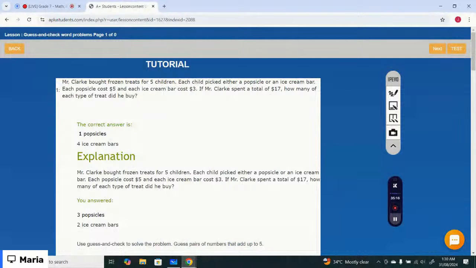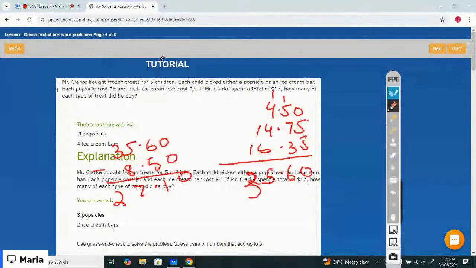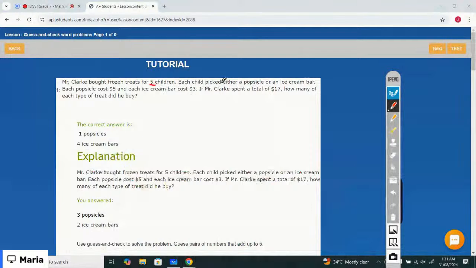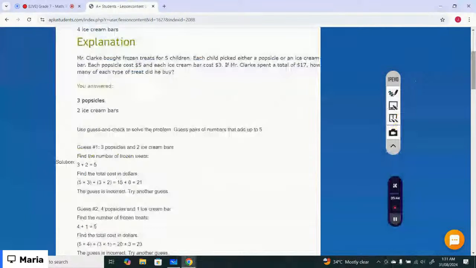Okay, so the total treats he bought is 5, right? Each child picked either a popsicle, which costs $5, or an ice cream, which costs $3. The total money he spent is $17. You have to now see how many popsicles and how many ice creams he bought, right? So how do we calculate? Let me tell you how to calculate.